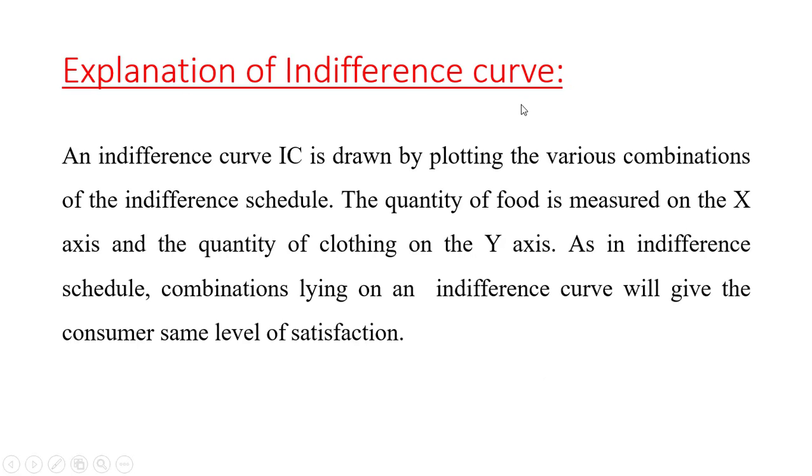Now here the explanation of indifference curve is given to you. As I have already explained, but still you just see here, an indifference curve, IC in short form, is drawn by plotting the various combinations of the indifference schedule. So in the indifference schedule, how many combinations were there? There were 4 combinations, that is A, B, C and D. The quantity of food is measured on the x-axis, and the quantity of clothing is on the y-axis. As in the indifference schedule, combinations lying on an indifference curve will give the consumer the same level of satisfaction. Why are they saying the same level of satisfaction? Because if you are getting one item of food, it is the same as buying 12 clothes, right? As you are increasing the consumption of food, your buying of clothes is going down. So one is increasing and one is decreasing. So the level of satisfaction is the same.